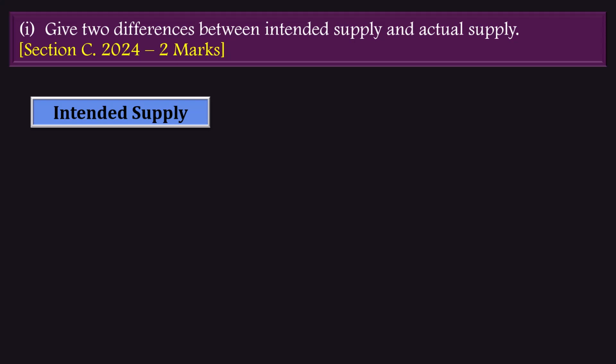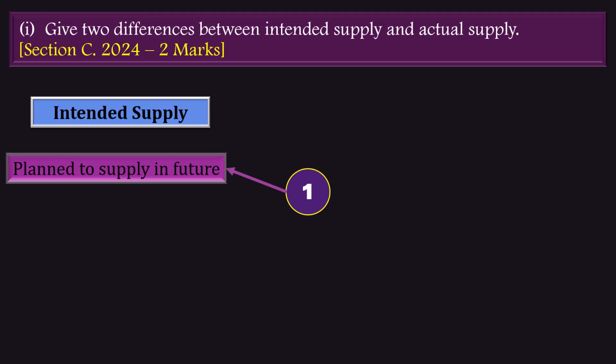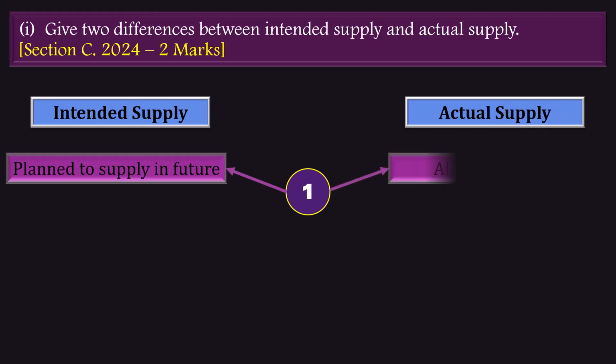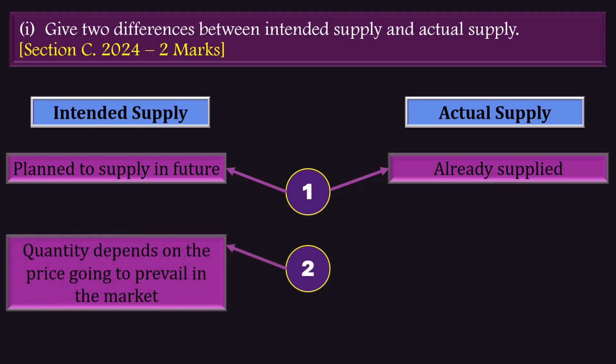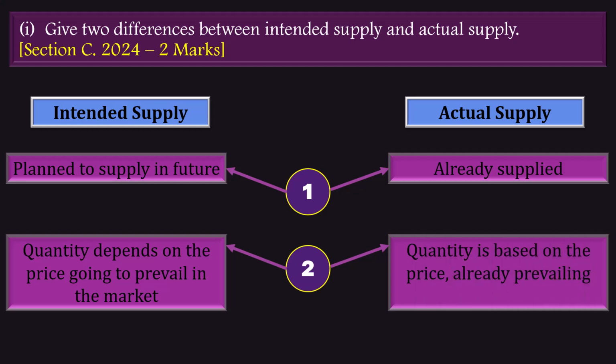Intended supply. 1. Intended supply is a quantity that a producer planned to supply in future. Actual supply. Actual supply is a quantity that a producer has already supplied in the market. 2. Its quantity depends on the price going to prevail in the market in the future. Its quantity is based on the price already prevailing in the market.